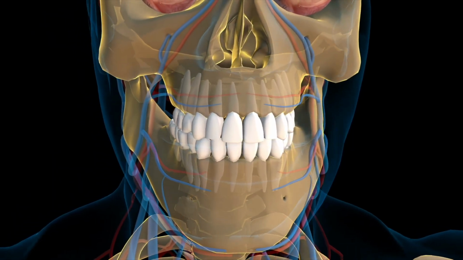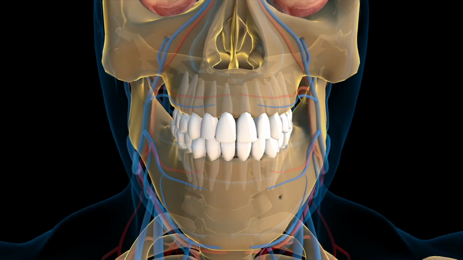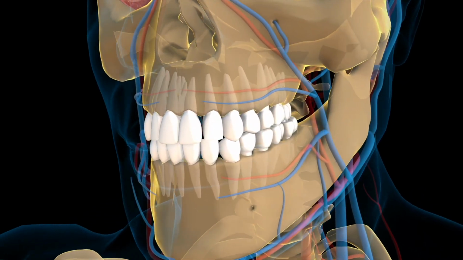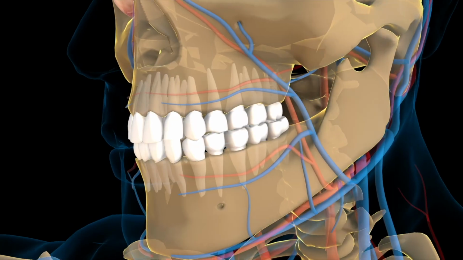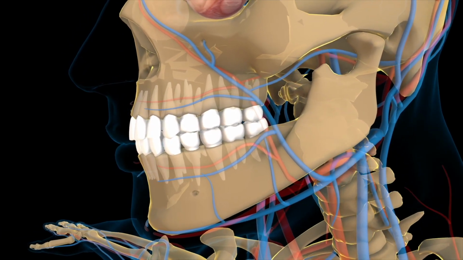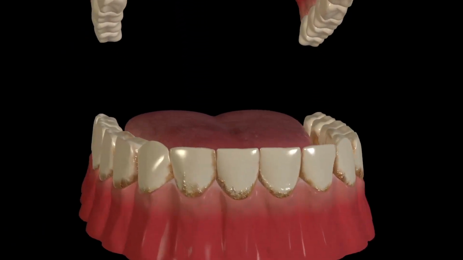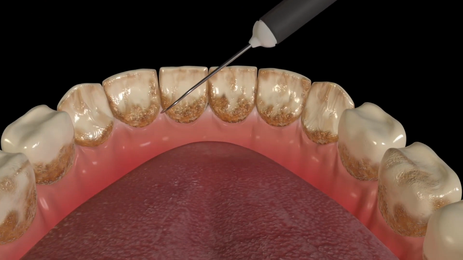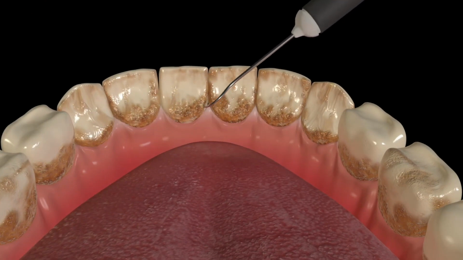Regular dental checkups are essential for early detection and management of caries. Dentists can spot early signs of decay that you might not notice and provide professional cleanings to remove tartar buildup. Dental sealants are another preventative measure, especially for children and teenagers. Sealants are thin coatings applied to the chewing surfaces of back teeth to protect them from decay.